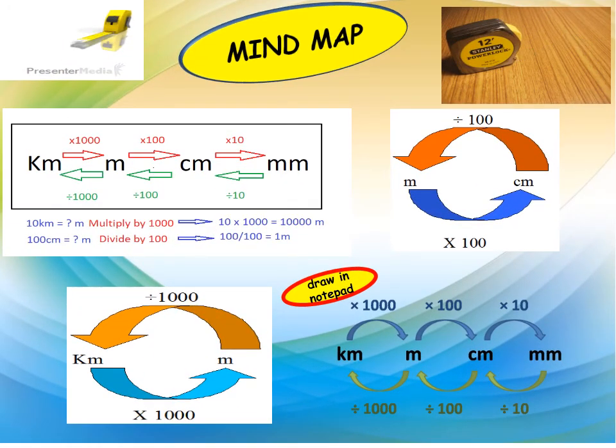Now children, here are some mind maps I have taken to make the concept easy. Like in this, you can see the conversion of meter to centimeter. We need to multiply by 100, and to convert centimeter into meter, we need to divide by 100. Same way, the conversion of kilometer into meter, we have to multiply by 1000, and to convert meter into kilometer, we have to divide by 1000.